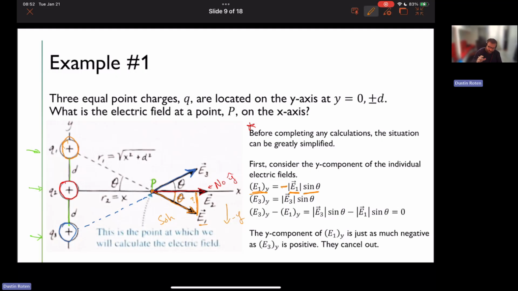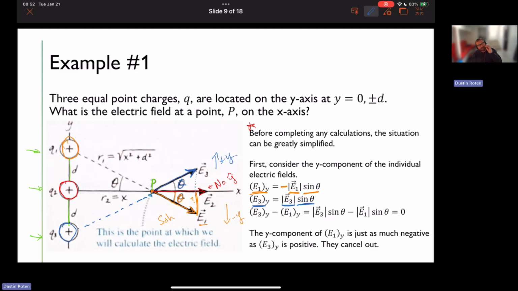We need to do the same thing for the Q3 charge. We've got this component here. It looks like it's going to be another sine because it's opposite this angle theta. So we just take that magnitude, E3, the electric field from the third charge, and multiply by sine to get its y component. Notice it is in the plus y direction.